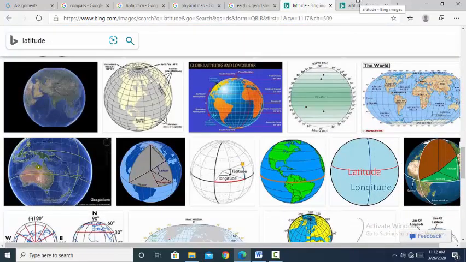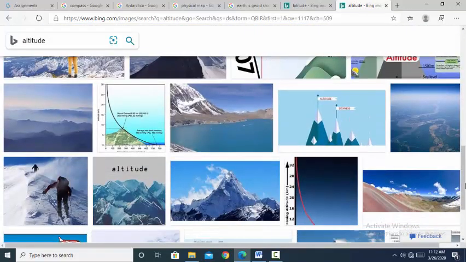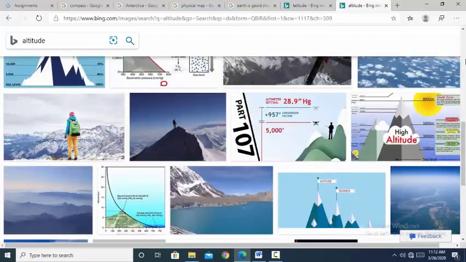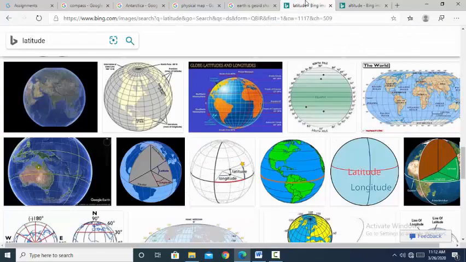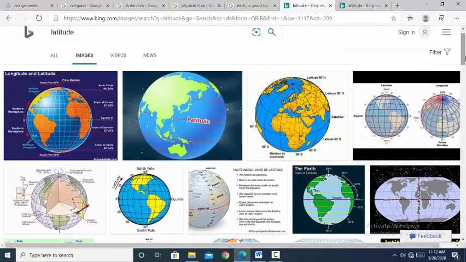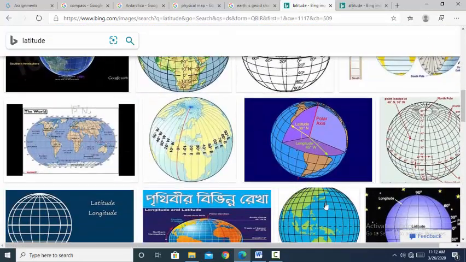And this is also the altitude. You can see it crystal clear. This is the altitude, and this is the latitude. And these are the lines that divide the world and show the different sections, different parts of the world.